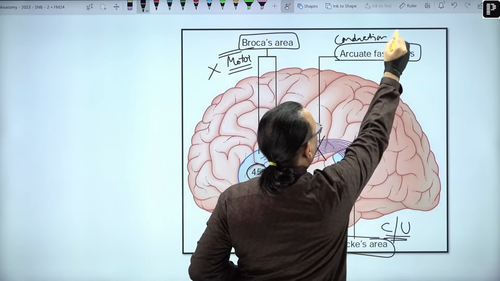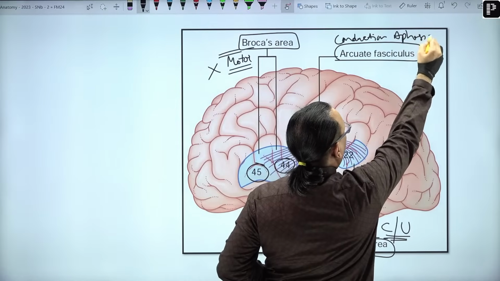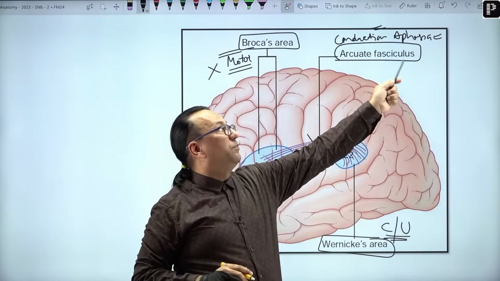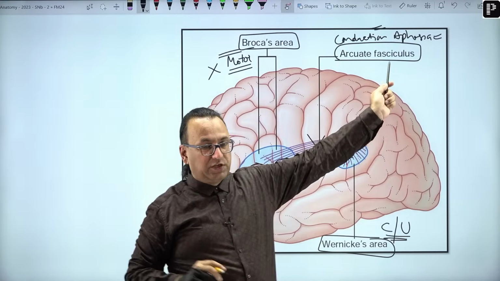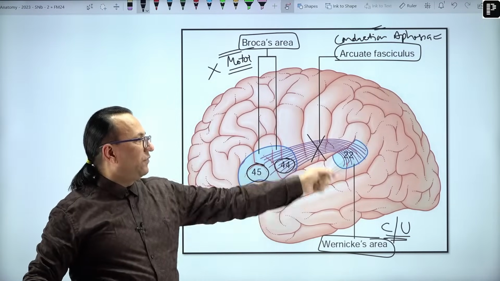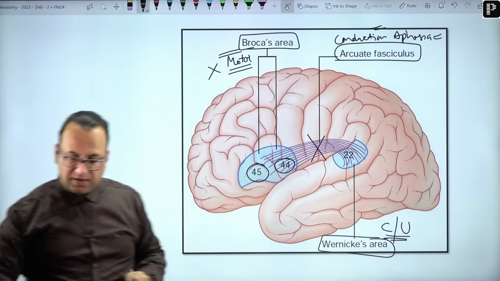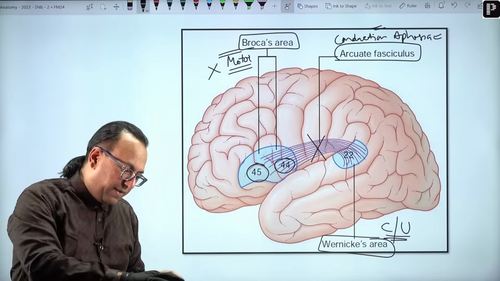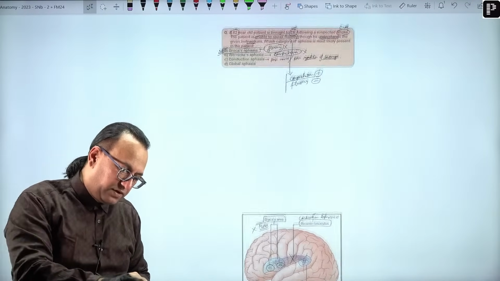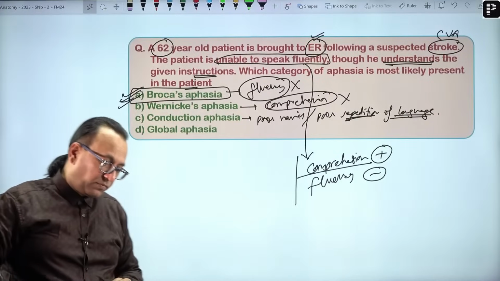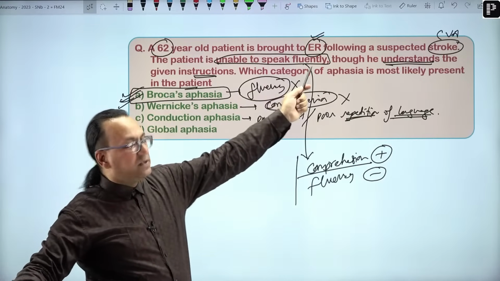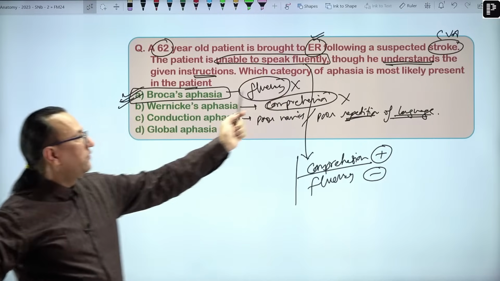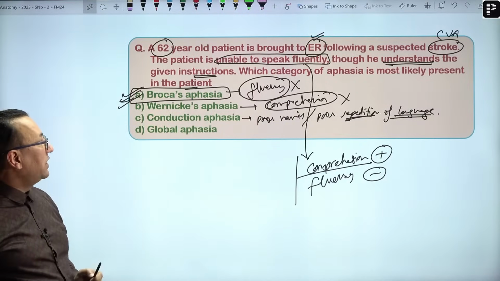So conduction aphasia, as I am telling, comprehension is fine, the fluency is fine, but there is a problem with poor naming, poor repetition of language. So different types of aphasias, and if all of them are compromised, we call it global aphasia. Now, coming back to the question itself, you see it is asking about the problem of fluency. Comprehension fine, and nothing given for naming or repetition of language. So we'll keep our answer as choice number A.